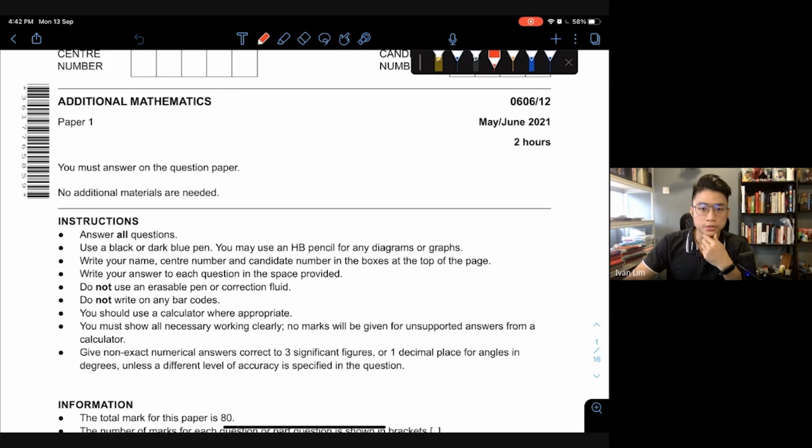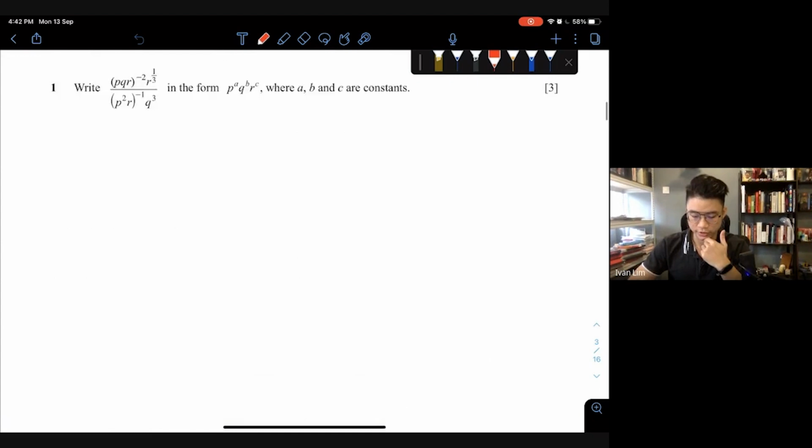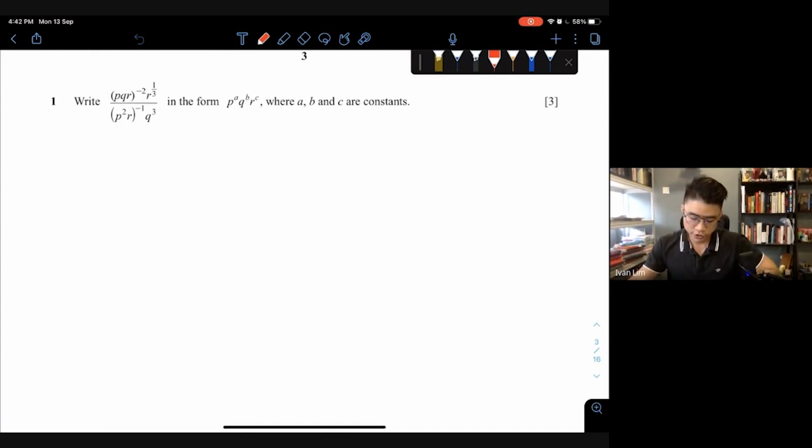Alright, 0606/12 May-June 2021 paper. This is the Paper 1 paper and we'll go through the entire thing. First question: write (PQR)^-2 R^(1/3) divided by (P²R)^-1 Q³ in the form P^a Q^b R^c. So this is an indices kind of question. All we need to do is apply the laws of indices.